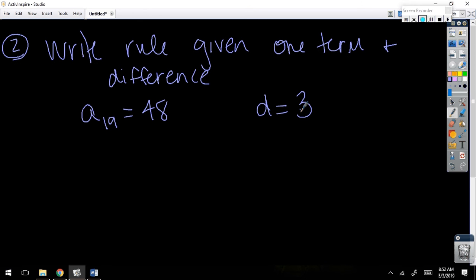Oh, we have to find one? I've got that right. Remember my equation is a sub n equals first term plus difference times n minus 1, right? I'm going to have everything except n. So I need the d and the a1, right? I already have d, so that's easy.